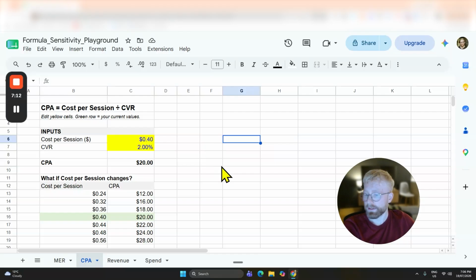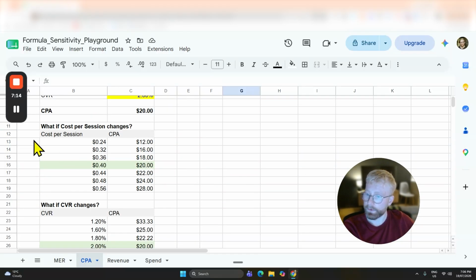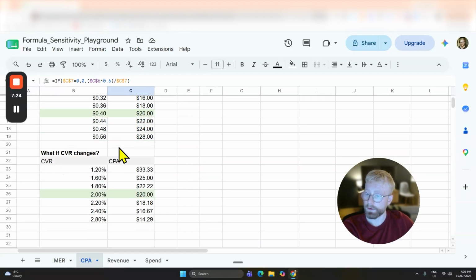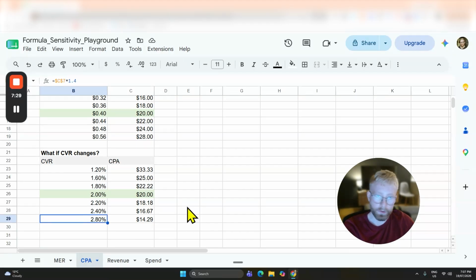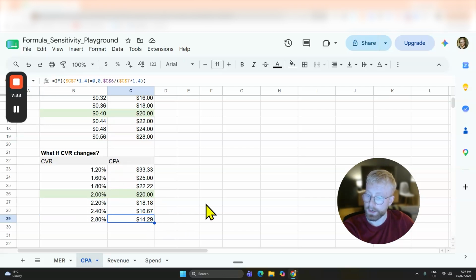Right? Same thing, right? So if your cost per session decreases to 24 cents, then your CPA is going to decrease to $12. And if your conversion rate increases to 2.8, then your CPA is going to decrease to $14, right?